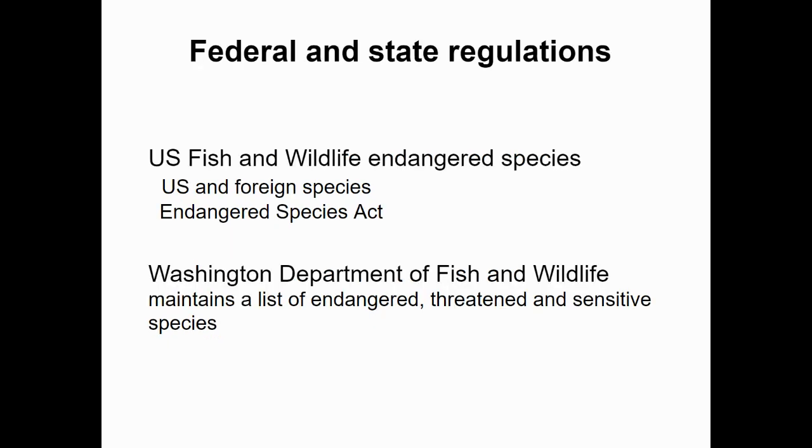We have in the US a lot of federal and state regulations as well. The US Fish and Wildlife Endangered Species Act both support animals that are threatened or endangered. Washington Department of Fish and Wildlife, specifically in our state, keeps a list of endangered, threatened, and sensitive species, and they're given extra consideration in all different aspects of human wildlife interaction, growth, building roads, ability to access areas, things like that.